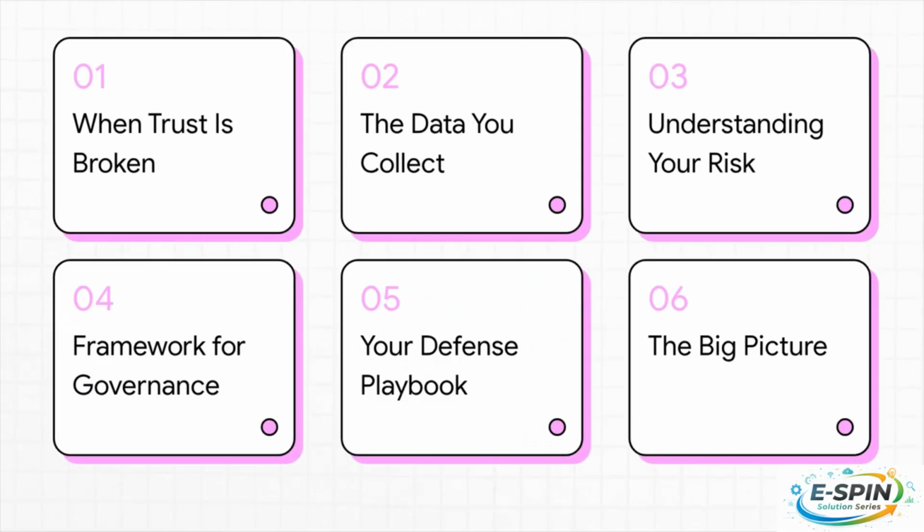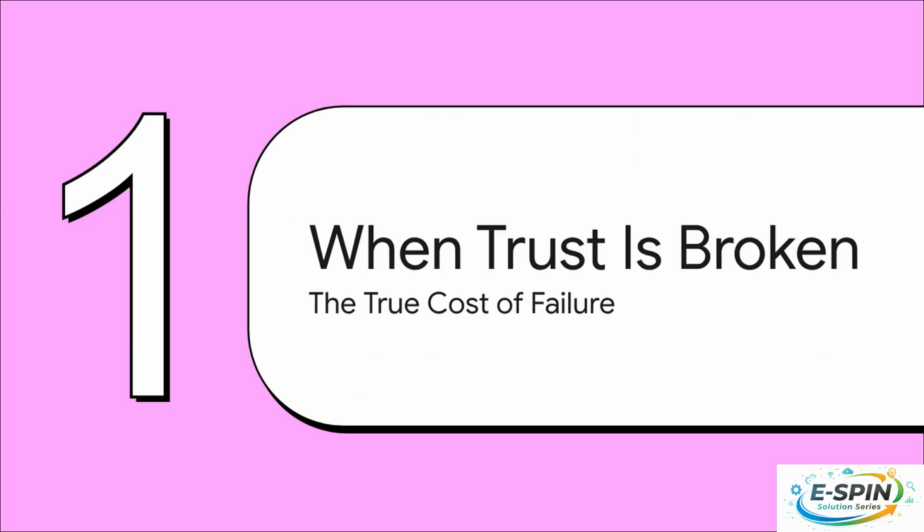So here's our game plan. First, we'll get real about what happens when that trust is broken. Then we'll take a hard look at the data you're actually collecting. From there, we'll figure out your risk profile, build a solid framework for who's in charge, and then get to the good stuff, a practical playbook you can start using right away. We'll wrap it all up by looking at the big picture. All right, let's dive right into Section 1, when trust is broken.